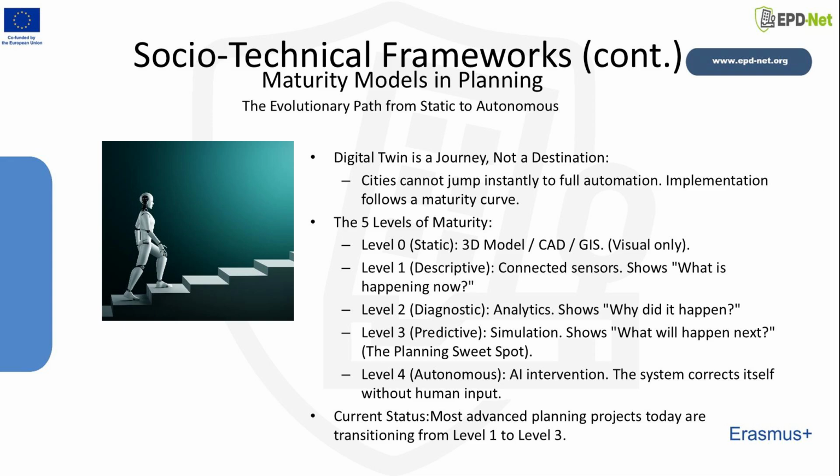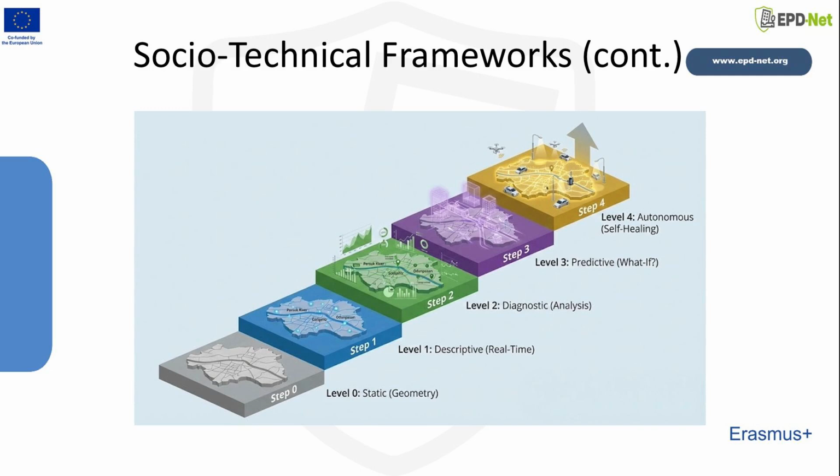It starts at level 0, just a static 3D map. Level 1 is descriptive. We add sensors. Now we can see traffic jams in real time. Level 3 is where the planner truly benefits. This is the predictive stage. We can ask what-if questions. The ultimate goal is level 4, autonomous, where the traffic lights change themselves to clear a jam without anyone pushing a button. Understanding this spectrum is vital for managing expectations. Planners must realize that building the geometry is just the starting line, not the finish line.